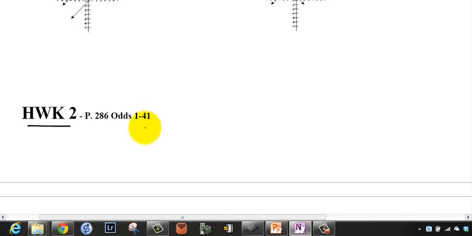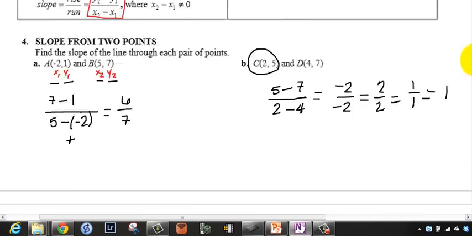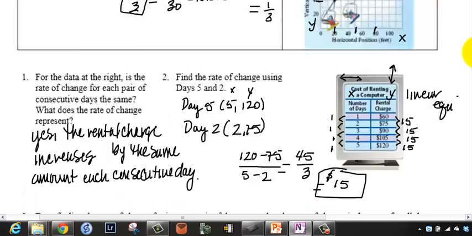So here's your homework day 2, page 286, the odds 1 through 41. Most of them are pretty quick and simple. You should be able to complete a good portion of them in class.